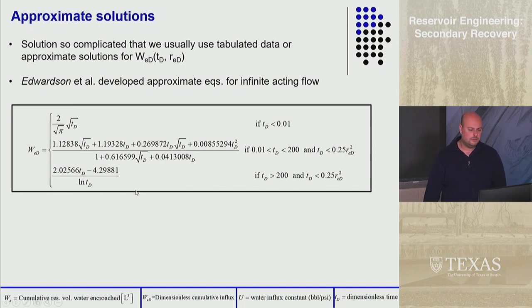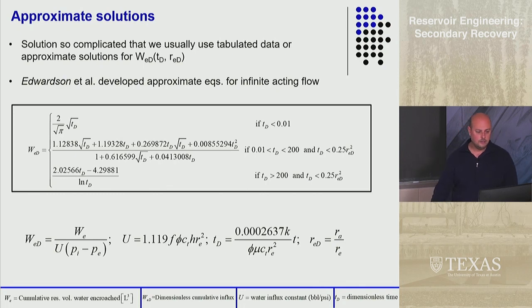But these aren't super simple, but they're at least equations you can plug into a calculator or plug into Excel or plug into Python relatively easily without using the Bessel functions. And again, WED is the dimensionless water influx. You'll probably want to compute the dimensional water influx WE. And this would be very similar at this point to the example problem we did last Friday. And we worked on it together and you were able to get that.